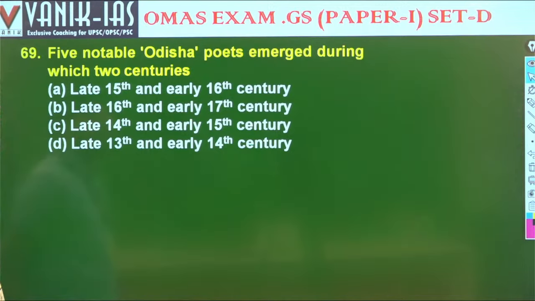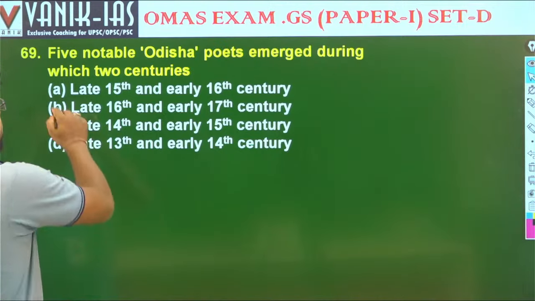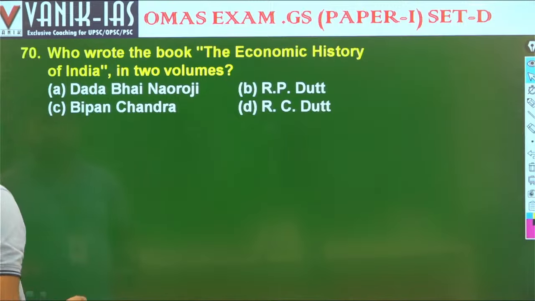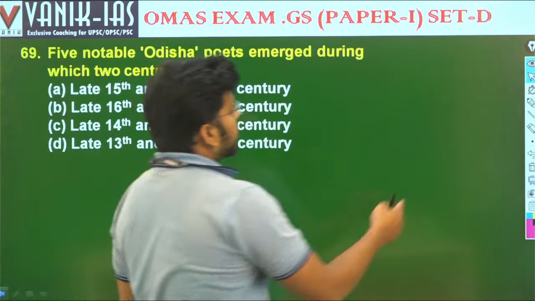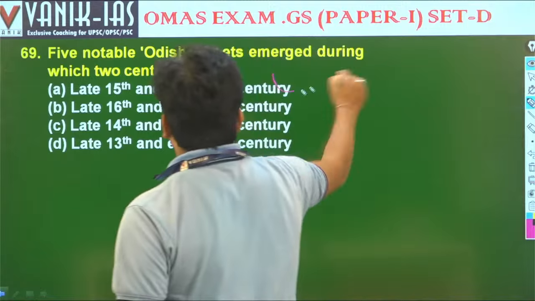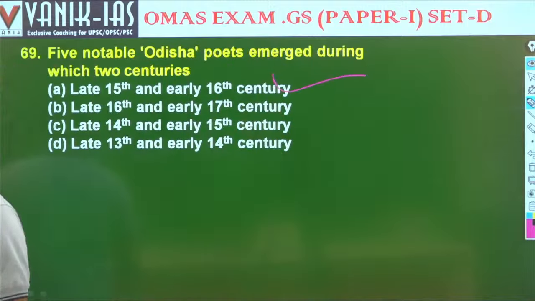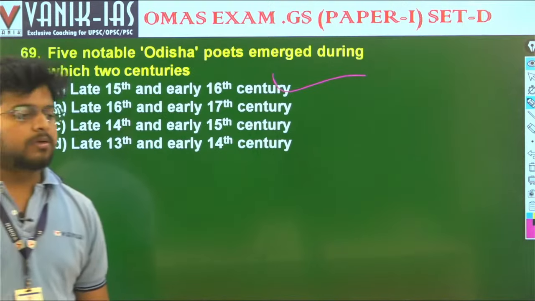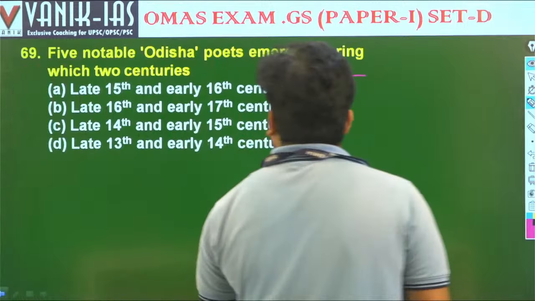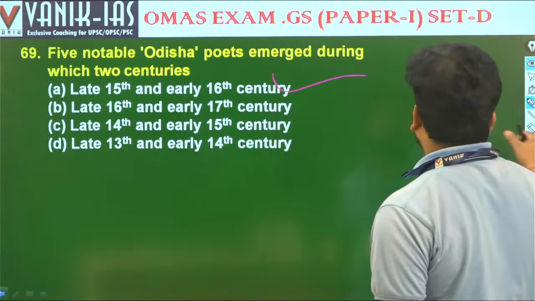The five notable Odia poets emerged during which of the centuries? Is it the late 15th and 16th centuries, or the 16th and early 17th century? It is the 15th and 16th century, the Panchasakha, right? The Panchasakha came in the 15th and 16th centuries, especially because during that period the Bhakti movement in Odisha started. So A is the answer, Panchasakha.